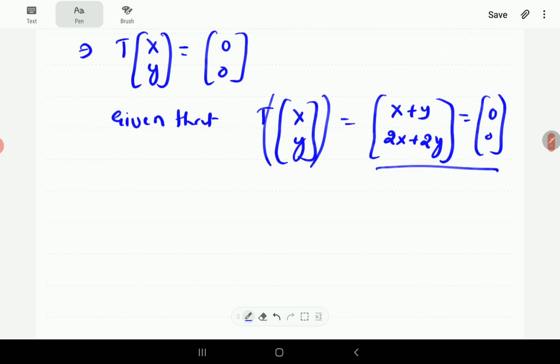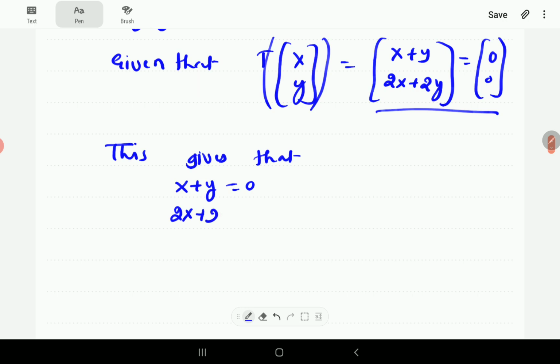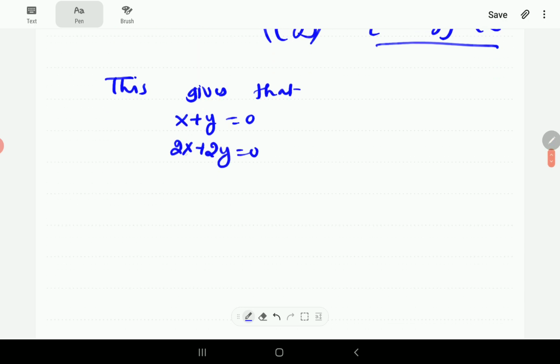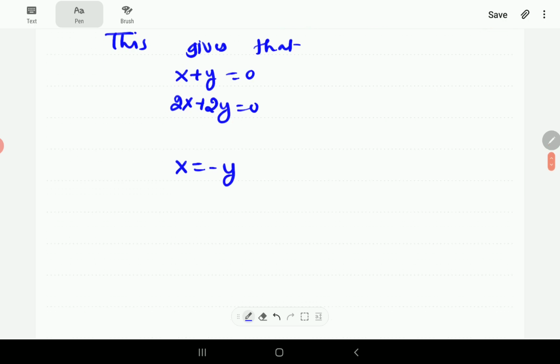Because these are matrices of the same order, we can equate them. Therefore this gives x plus y equal to 0 and 2x plus 2y equal to 0. So from the first equation, x is equal to negative y. Note that the second equation is twice the first equation, so they are dependent. Hence I'm not taking the second equation anymore. Therefore x equals negative y.